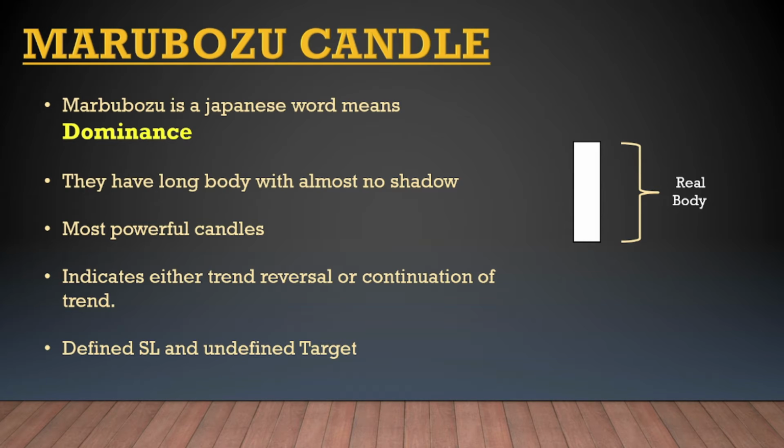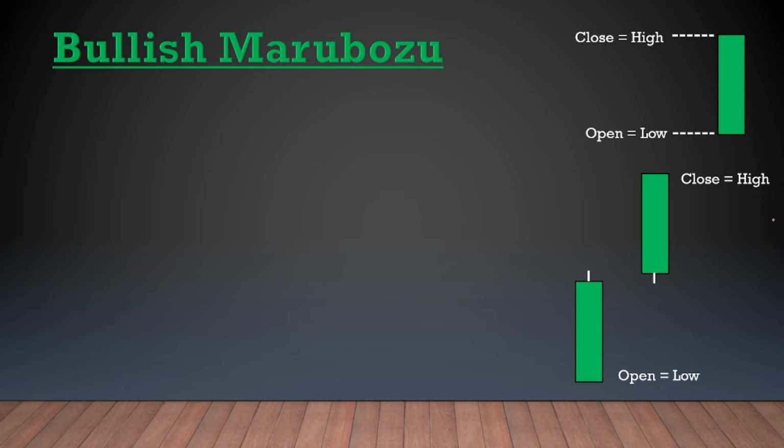The main thing, friends, when someone wants to trade based on the Marubozu candle pattern, is that it has a defined stop loss and undefined target. We will discuss this point in detail in bullish Marubozu as well as bearish Marubozu: what the stop loss is and how one can take the trade based on the Marubozu candle. All right, now let us try to understand in detail this bullish Marubozu candle.